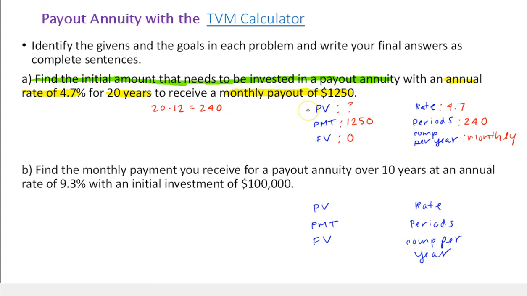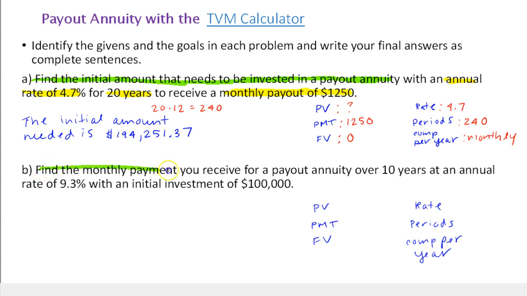So let's fill in this information. Actually, we're just writing the end sentence. So the initial amount needed is, and we write it as positive in the sentence because that makes sense in a sentence, $194,251.37. Okay. Let's look at the next one.